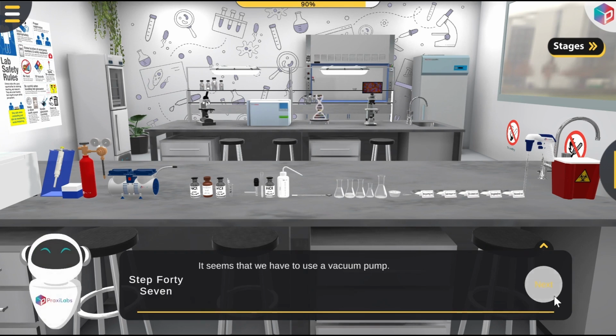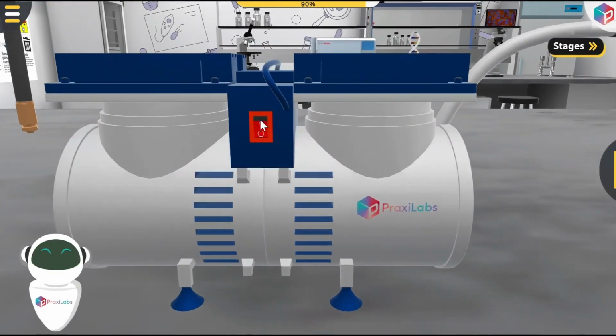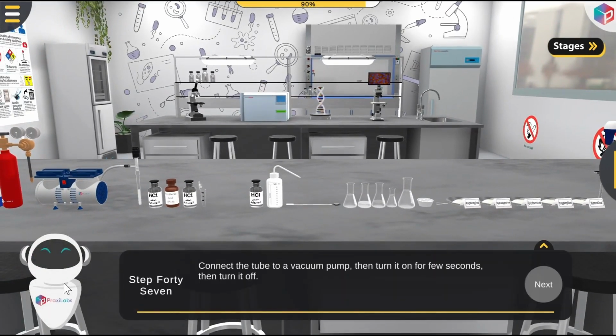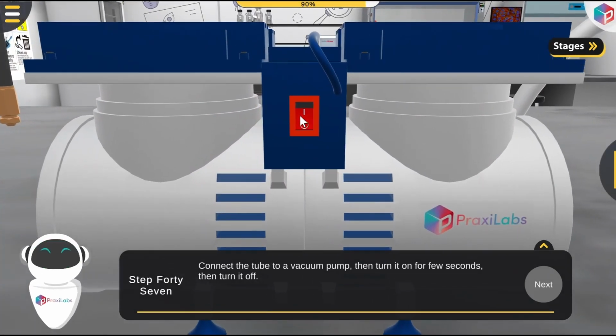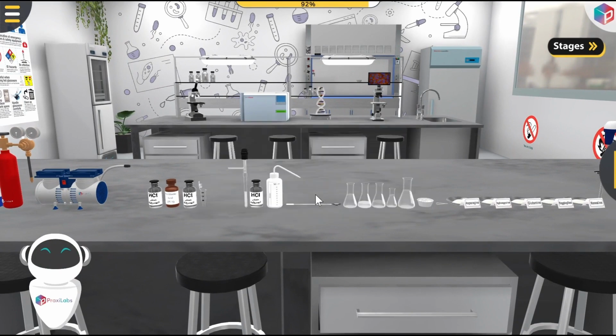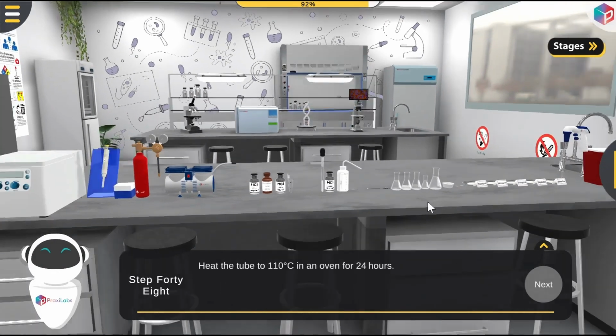Step 47. Connect the tube to a vacuum pump. Run the vacuum for 10 minutes. Repeat the nitrogen purge and vacuum steps 2 more times. Seal the tube under vacuum. Step 48. Heat the tube to 110 degrees Celsius in an oven for 24 hours.